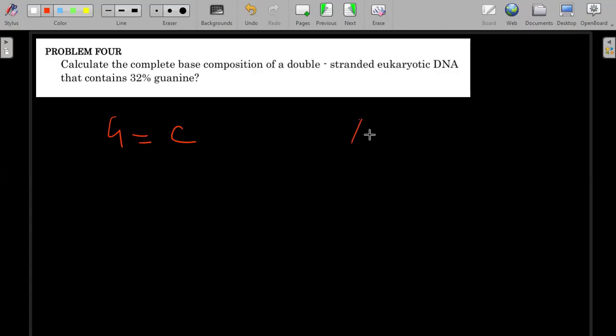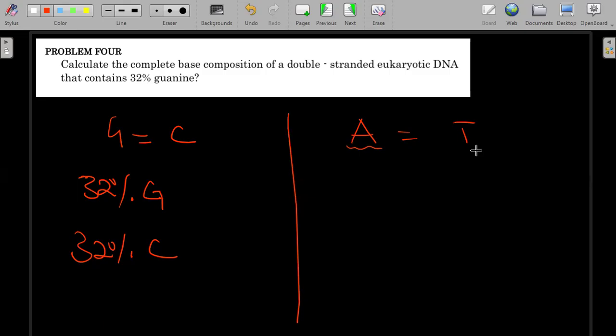So we just said the amount of guanine is always equal to the amount of cytosine, and then the amount of adenine is always equal to the amount of thymine. Here we've been given 32% guanine, so this means that even the cytosine will be 32%. Now, how do we calculate the percent of adenine and thymine?